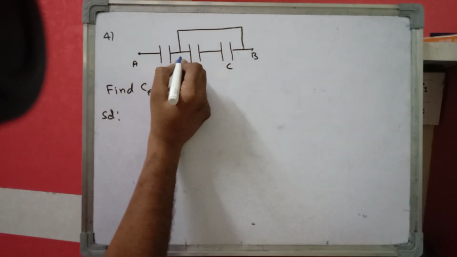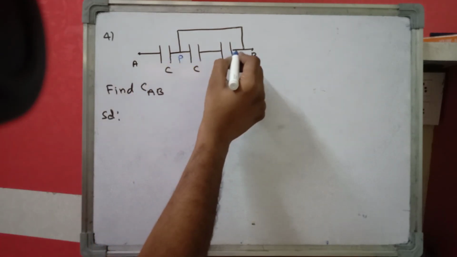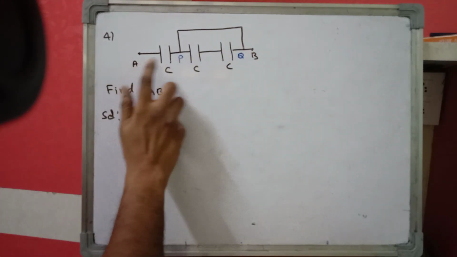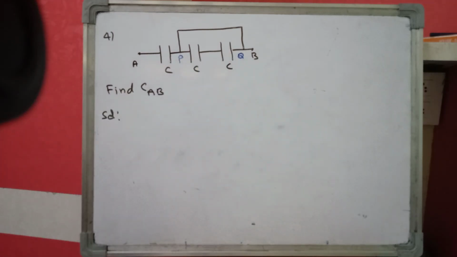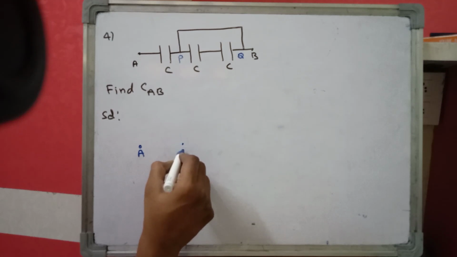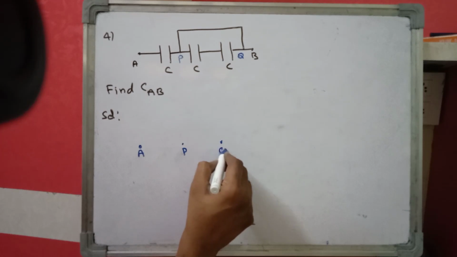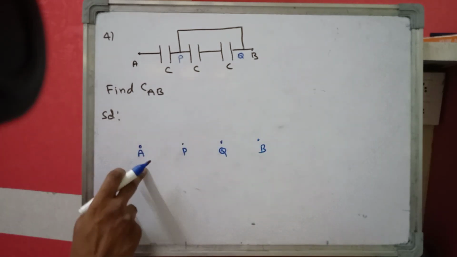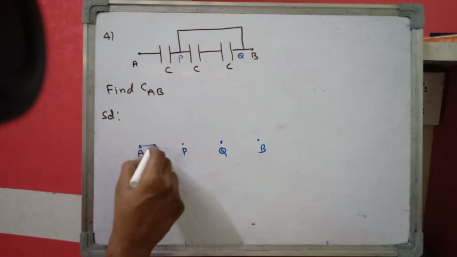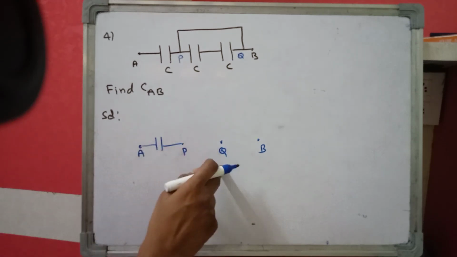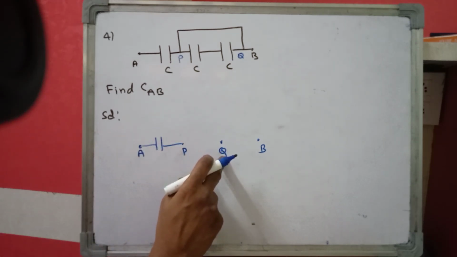Now let us say this junction is P and this junction is Q. So totally we have 4 points: A, P, Q, B. Let me write it like this: this is A, this is P, this is Q, and this is B. Between A and P we have one capacitor. Between P and Q we have two capacitors.